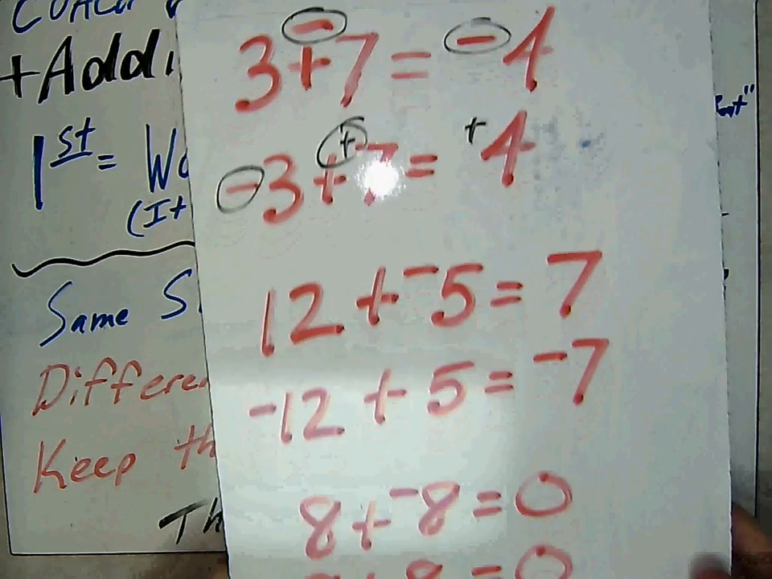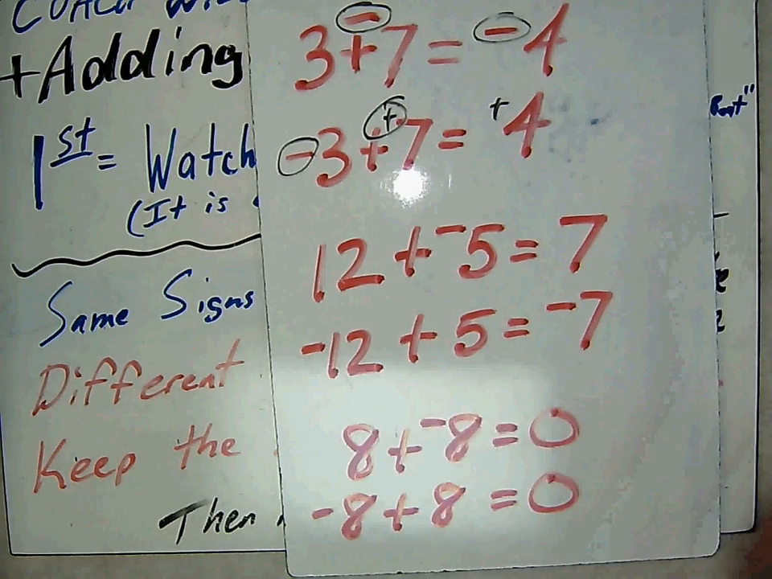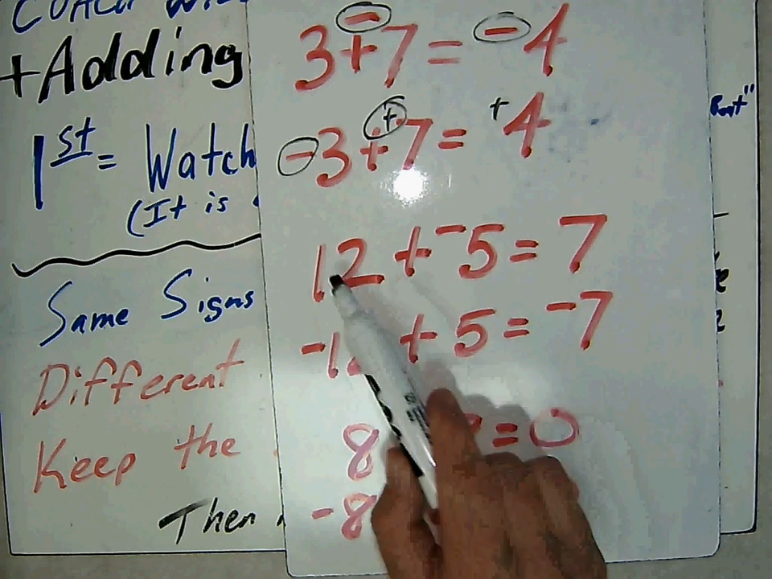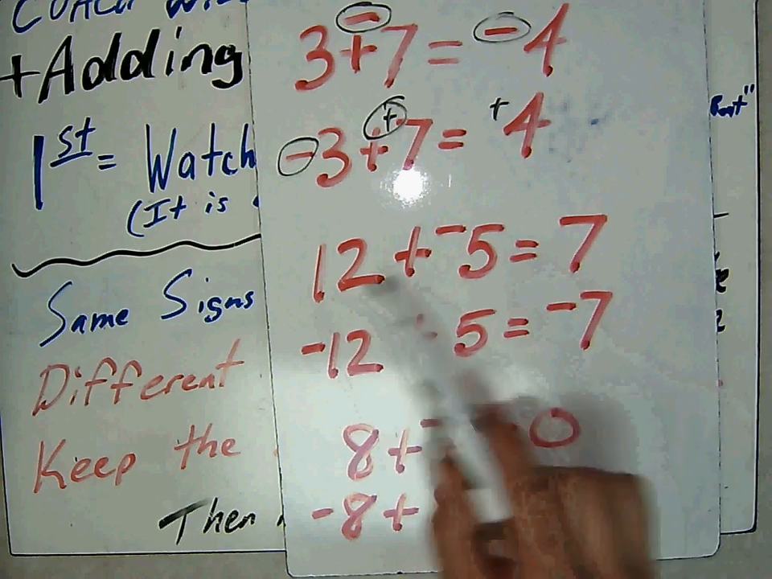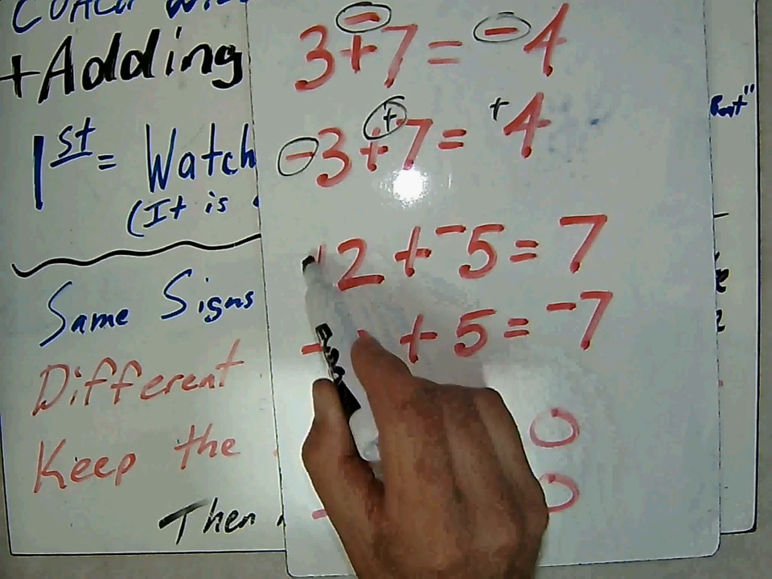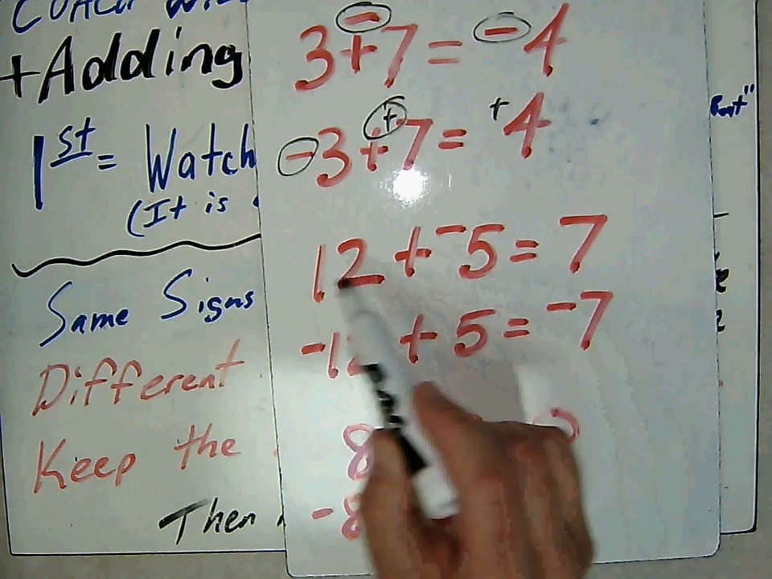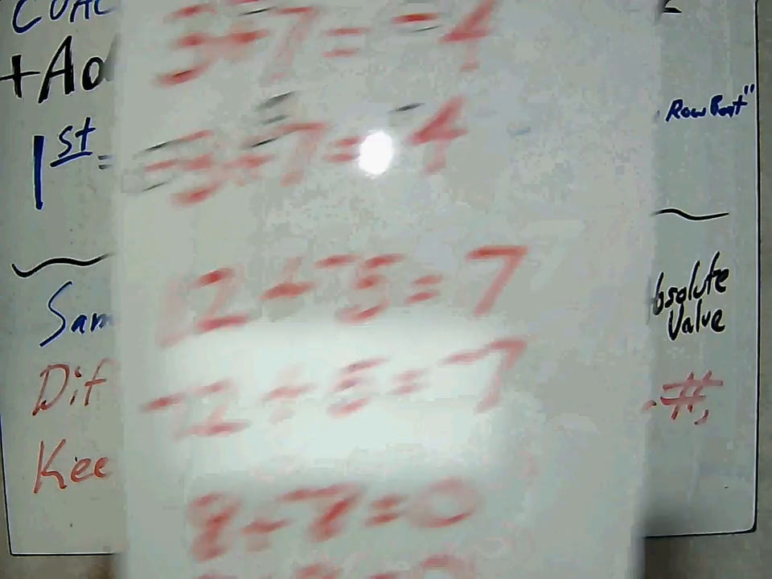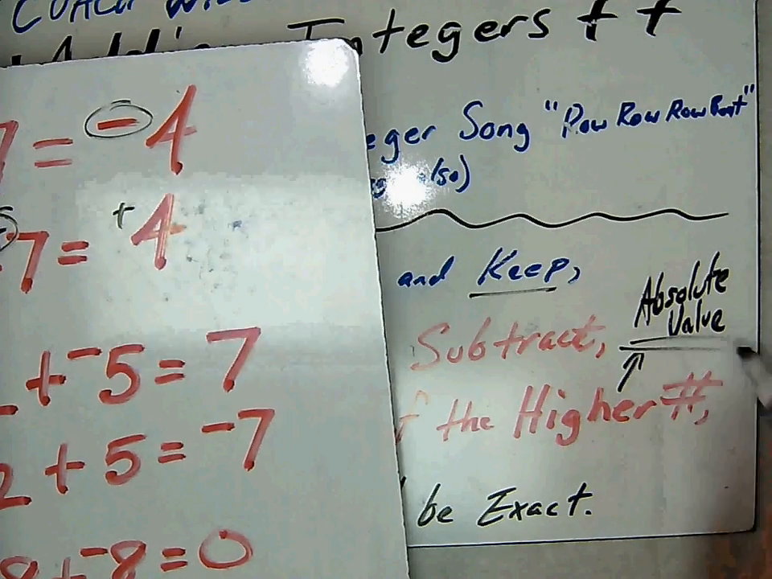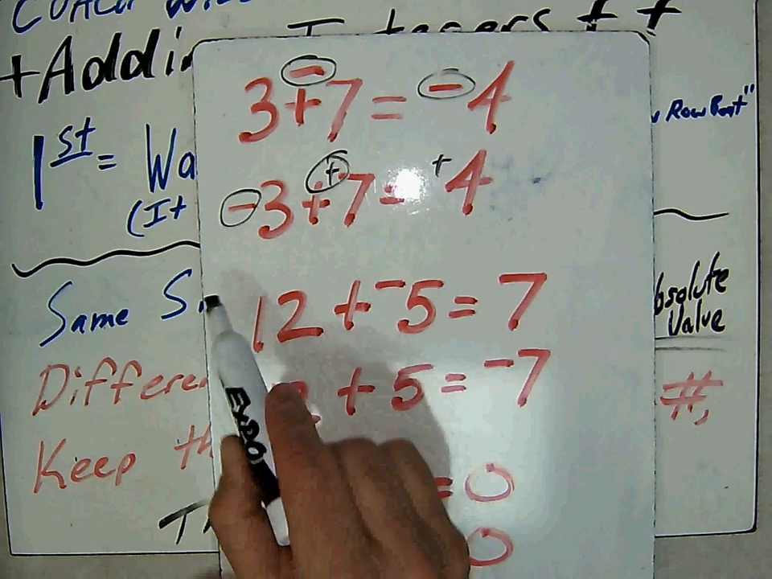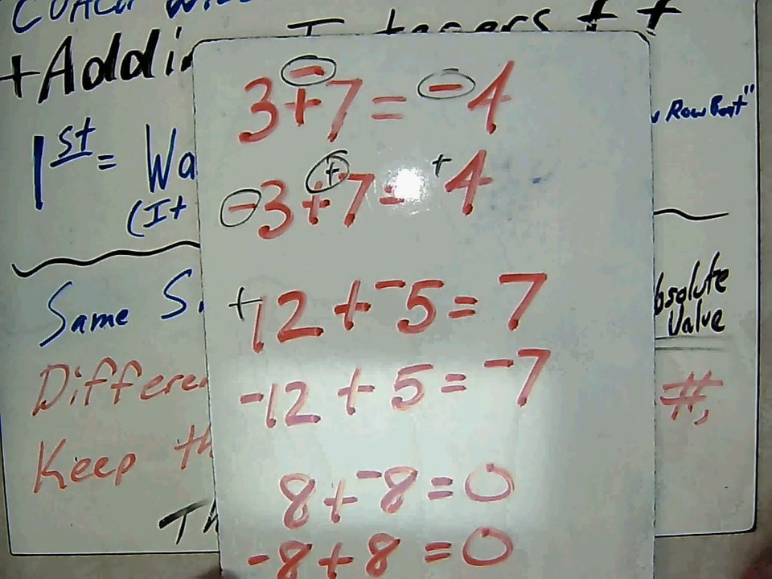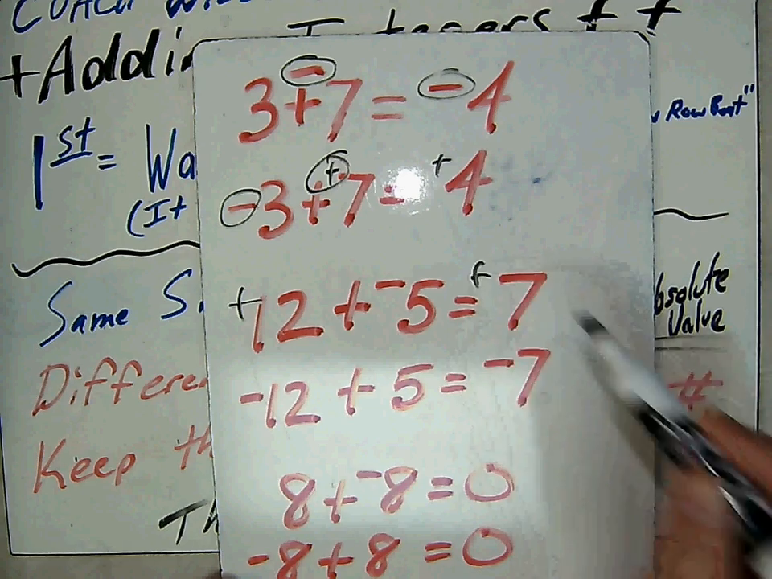Okay, so 12 and a negative 5, those are different signs. That's negative, that's positive. So if they're different, you subtract. So 12 take away 5 is 7. 12 is bigger, or the bigger absolute value between the two. So you're going to keep the sign of the positive, because 12 is the positive. So that's positive 7. Okay?